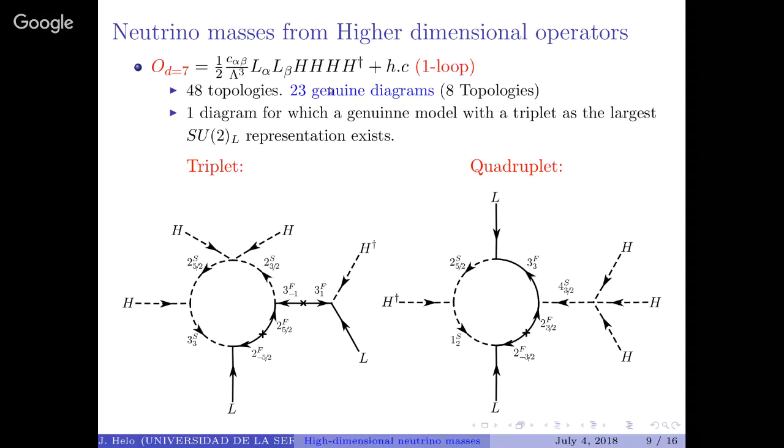Among these genuine models, there is only one diagram in which the largest internal representation can be as small as a triplet, while there are a further 22 diagrams with at least one quadruplet. These figures are showing 2 example models which contain triplets and quadruplets as the smallest representation. These 2 examples are one-loop dimension 7 genuine neutrino mass models. This means that the tree-level dimension 5 and tree-level dimension 7 diagrams are absent only due to the particle content of these models, without the need of imposing any additional symmetry. Again, as in the case of the dimension 5 one loop, one can build series of models allowing for larger representations and or hypercharge for the particles in the loop.